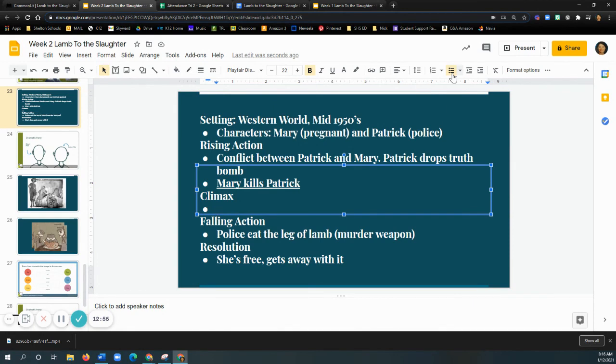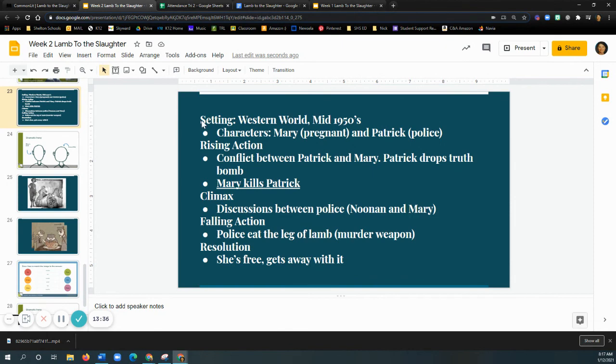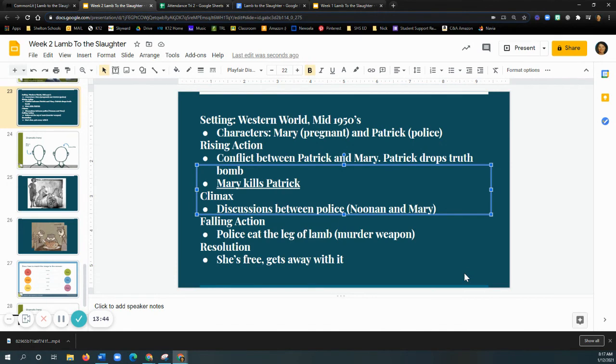So the climax is the discussions between police, Noonan, and Mary. I think that because until they start eating the leg of lamb, it's still very possible that they think that she did it. And once they've made the decision to start eating the leg of lamb and they agree, then we can start seeing, oh, is she going to get away with this? And we start seeing the resolution of the story. Okay, so this is what I would argue is our plot point. You could have something slightly different. That's totally fine. There are more plot points that go in between. I just did a quick highlight of some of them.